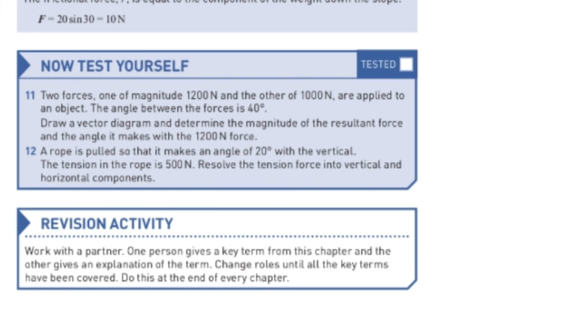Revision activity. Work with a partner. One gives a key term from this chapter, and the other gives an explanation of the term. Change the roles until all the key terms have been covered. Do this at the end of every chapter.